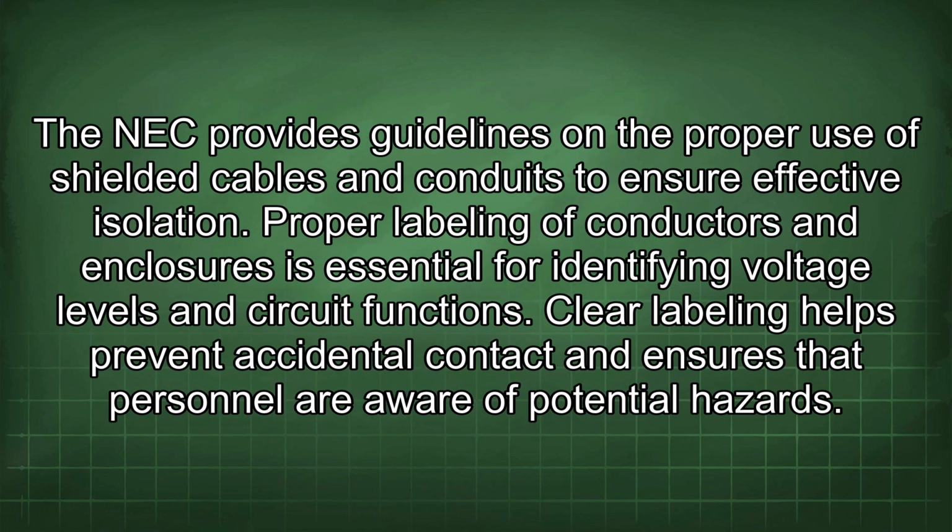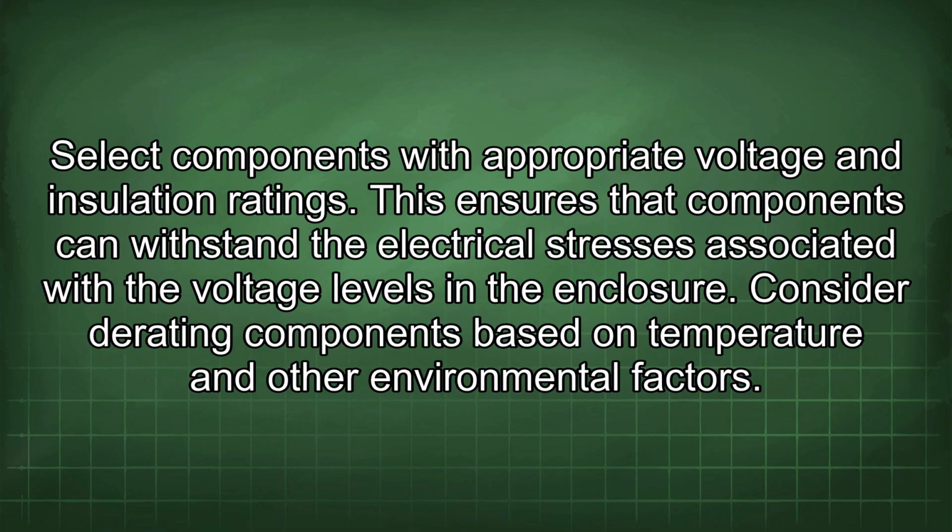The NEC provides guidelines on the proper use of shielded cables and conduits to ensure effective isolation. Proper labeling of conductors and enclosures is essential for identifying voltage levels and circuit functions. Clear labeling helps prevent accidental contact and ensures that personnel are aware of potential hazards. Select components with appropriate voltage and insulation ratings. This ensures that components can withstand the electrical stresses associated with the voltage levels in the enclosure.